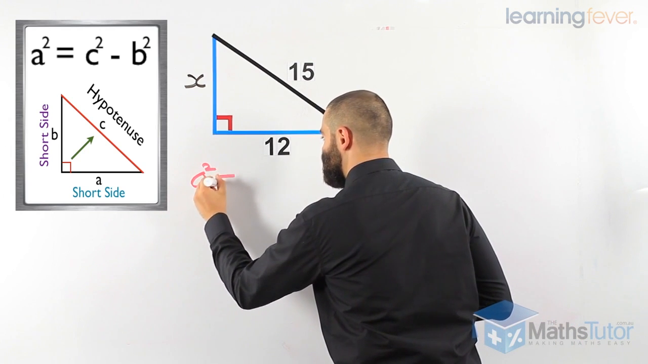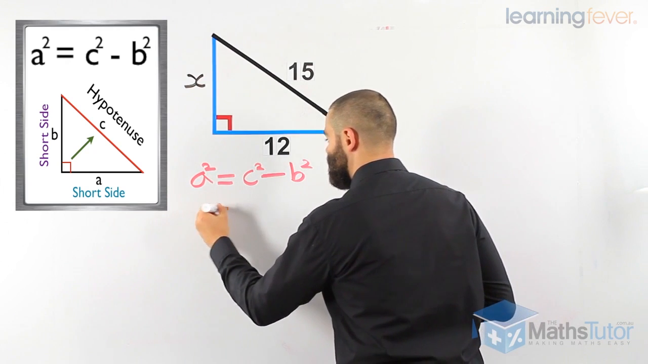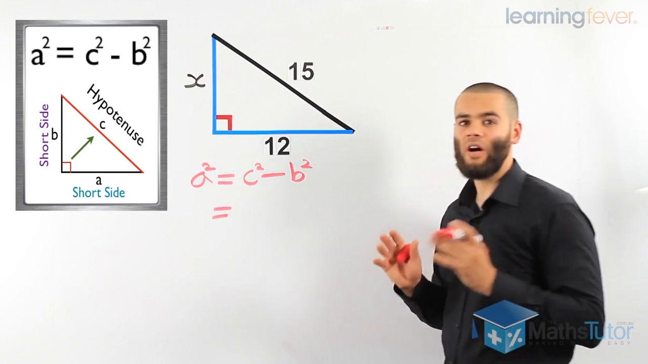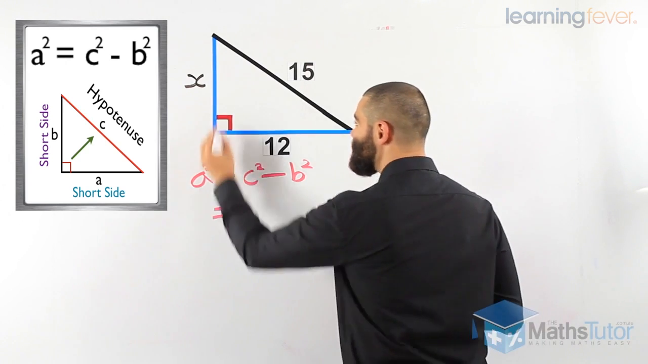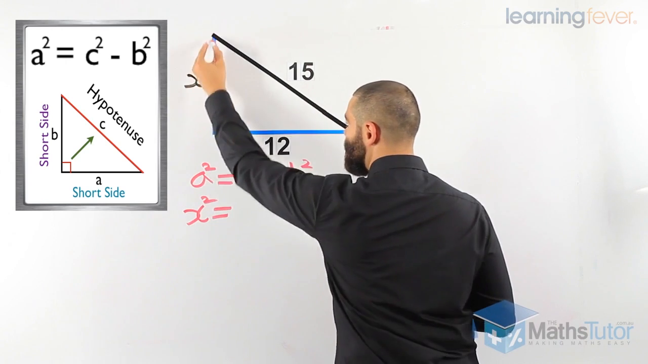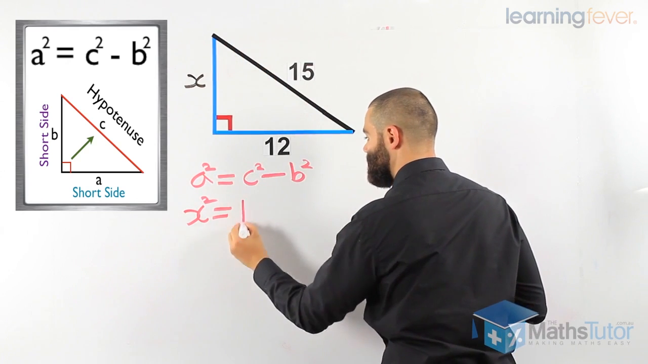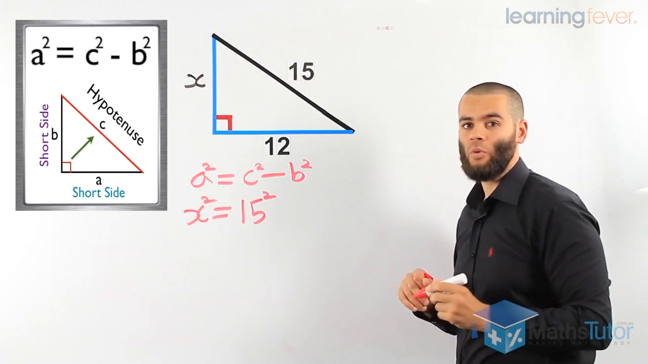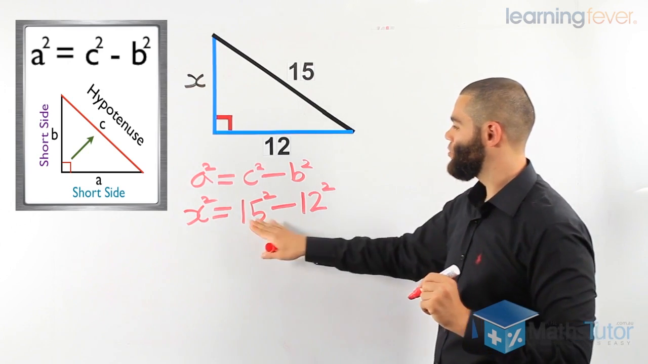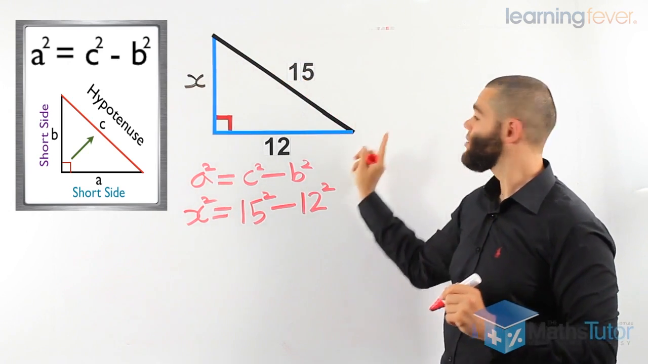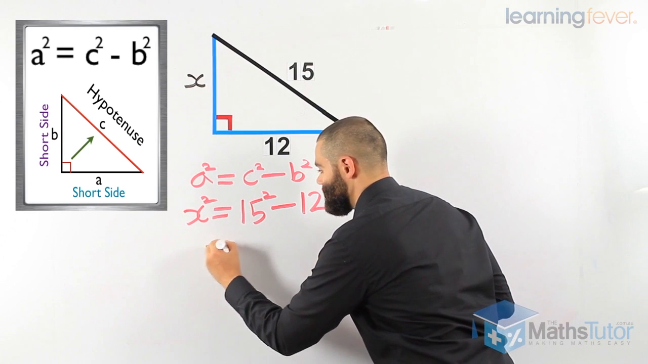Our formula: a squared equals c squared minus b squared, which is the opposite of what we did when we were finding the hypotenuse. The hypotenuse we were adding, now we are subtracting. A squared in this case is x squared, it's missing. This side here is missing. The hypotenuse squared, take away the other short side squared. So the hypotenuse squared, 15 squared, take away 12 squared. Then we work it out.